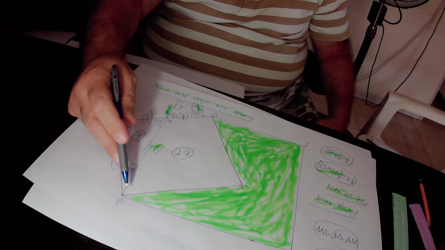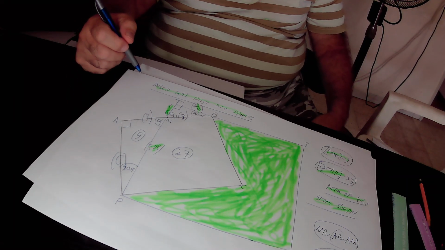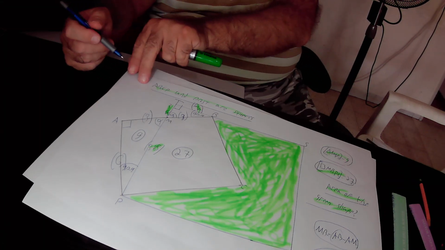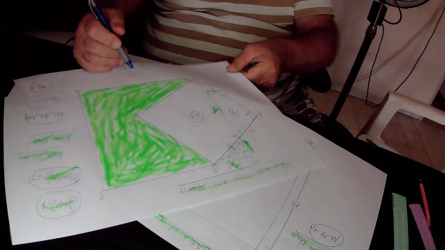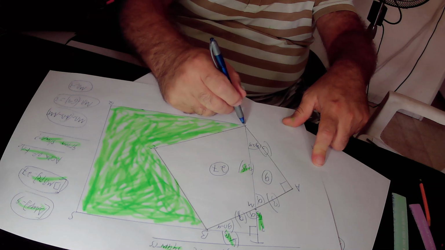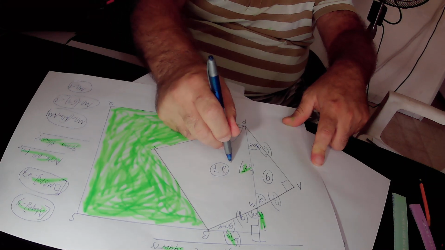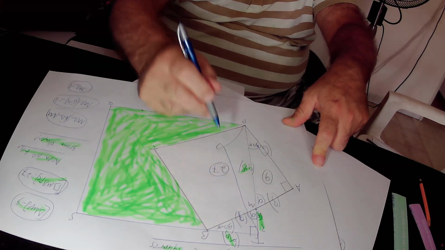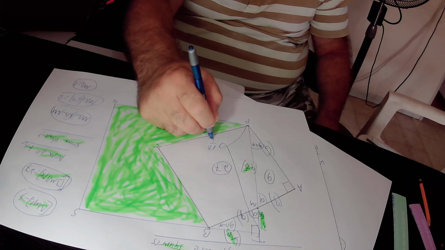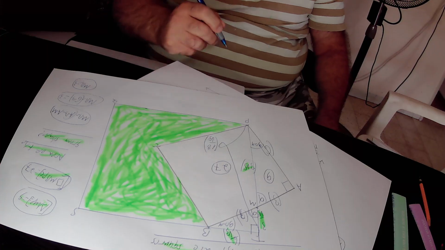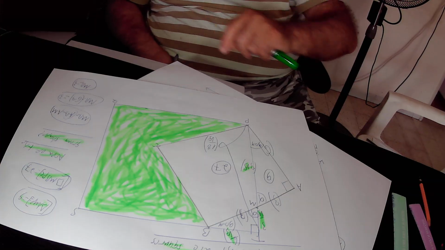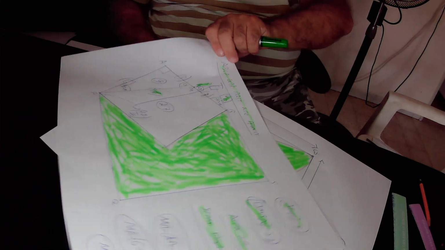So this is side TP. This equals 18 over square root of 5 units in its length. Our task is to find out the area of this green shape. So, what is the area of the green shape?